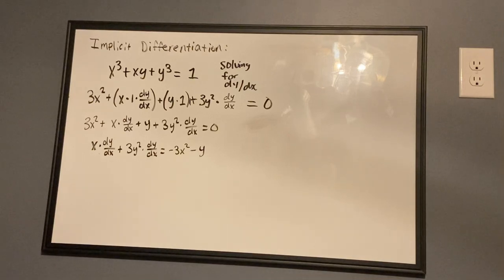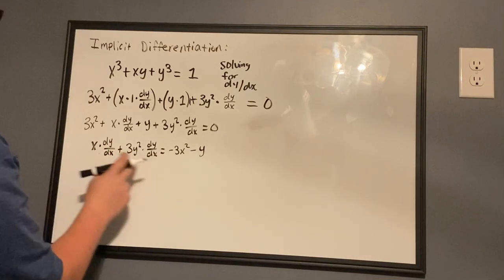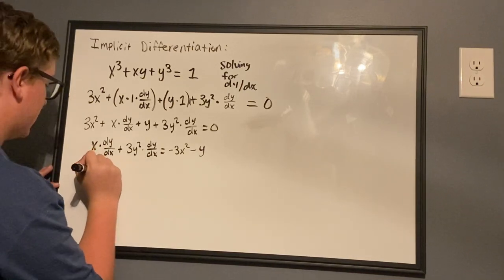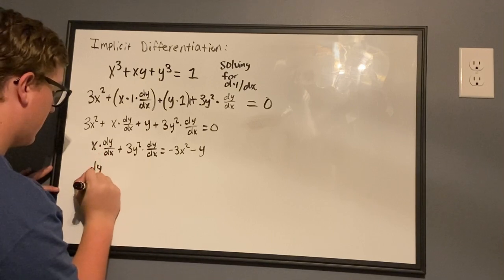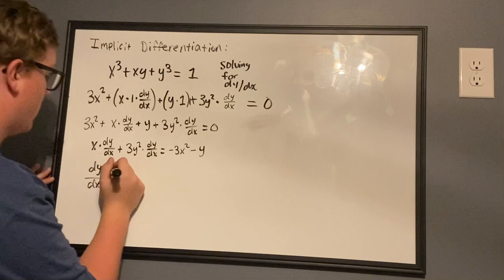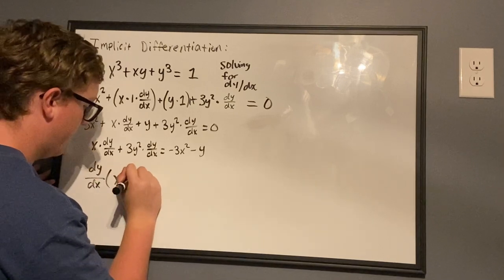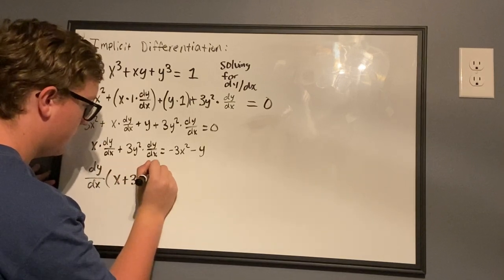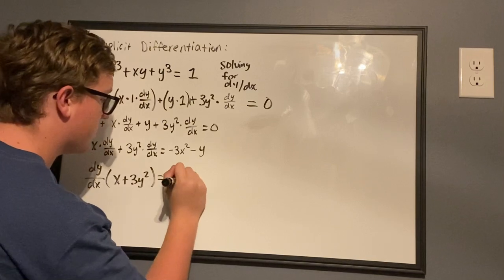Now what we have to do is we have a dy dx in both of these terms, so we can go ahead and factor that out. So let's say dy dx multiplied by what's left, so we have an x plus a 3y squared. That's equal to negative 3x squared minus y.